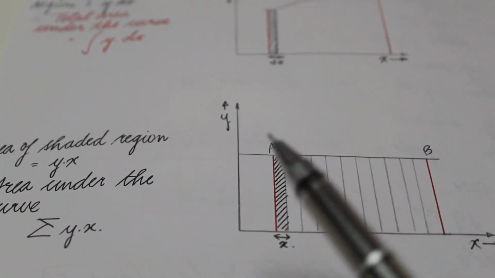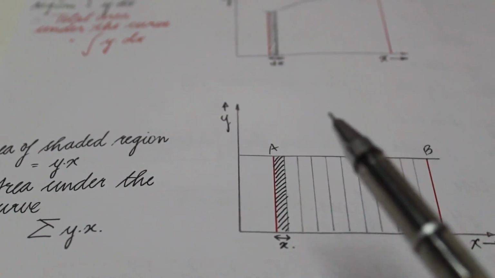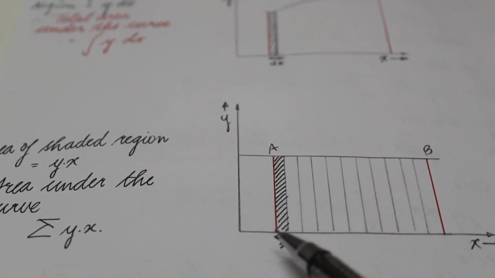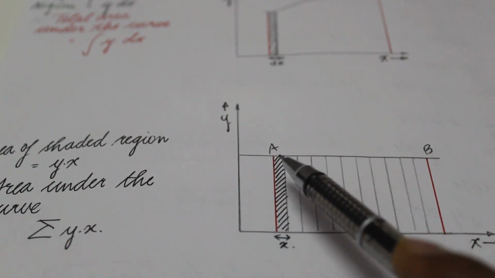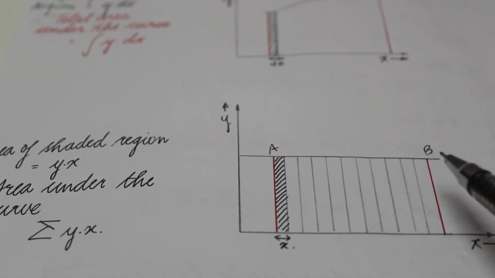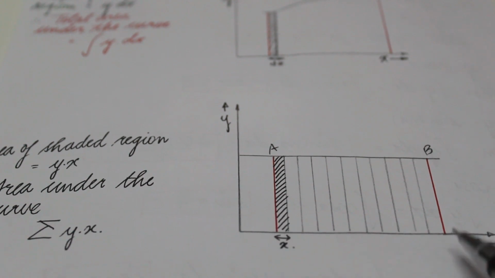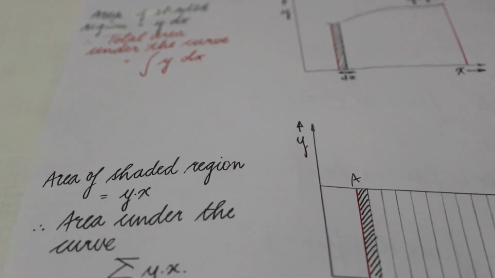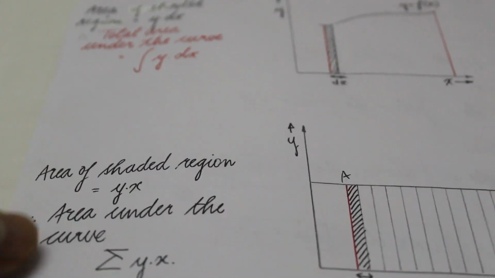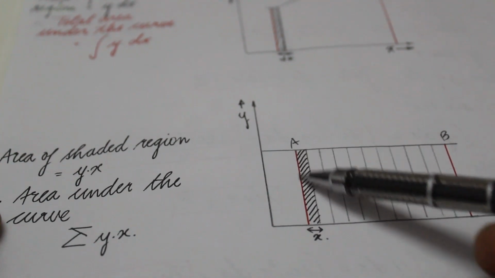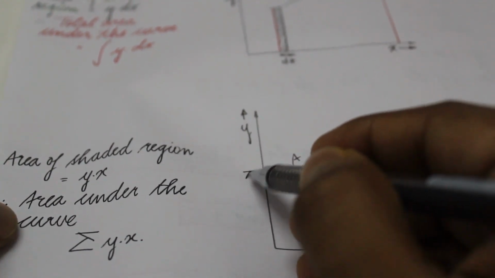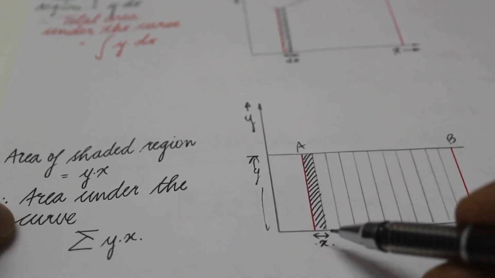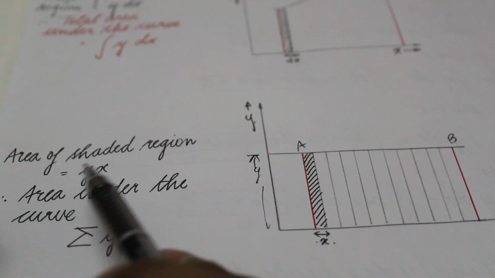Now how do we find the area under this curve? What we'll do is divide this area into equal rectangular areas, and if we find the area of one rectangle, the shaded portion, and simply add up, then we'll get the total area under the curve. It is quite a simple process. So what will be the area of the shaded region? It will be y into x. As you can see, this red line indicates y, and let us say this is x. So the area of this shaded rectangle will be y into x.